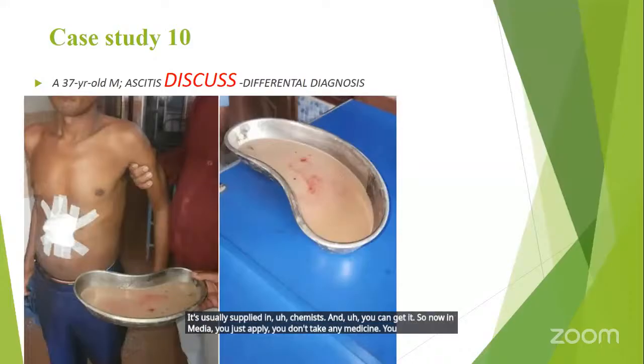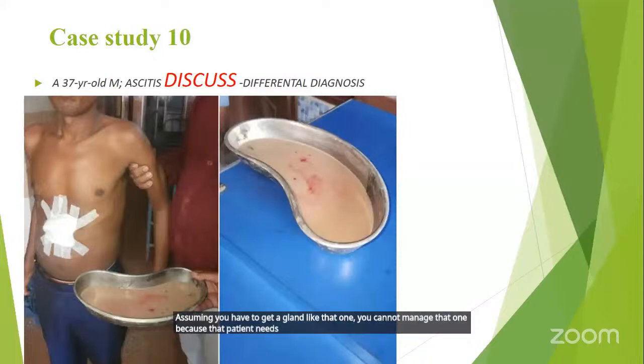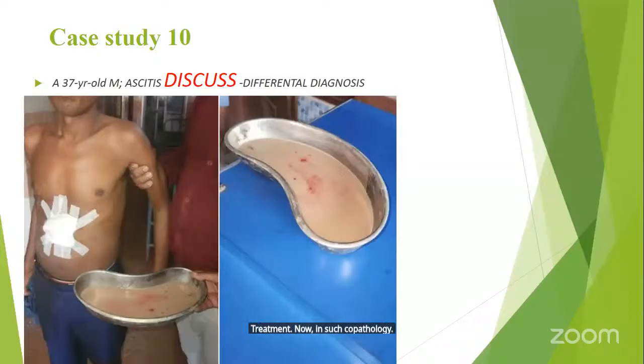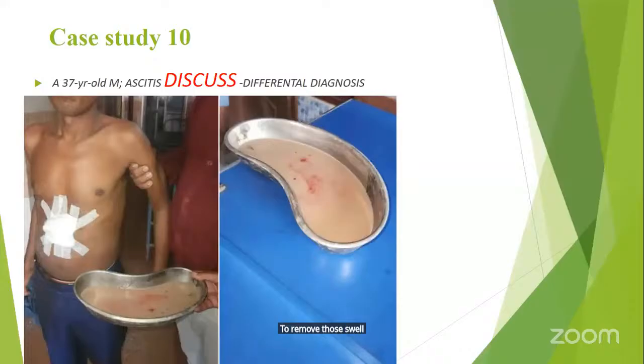You can take medicine if the lesions are also infected by secondary bacteria, and you see that it's producing pus. But for now, a baby like that one, assuming you have got a gland like that one, you cannot manage that one because that patient needs surgical treatment. Now in surgical pathology, that's where they clean the dead cells away from the skin. They can go for invasive procedures to remove those swellings if they discover that there's no cancer inside. So it's a special procedure that will be done by either a surgeon or a clinician with specific skills.